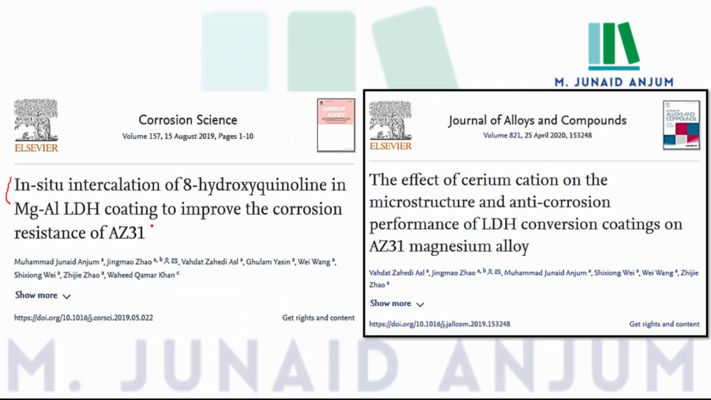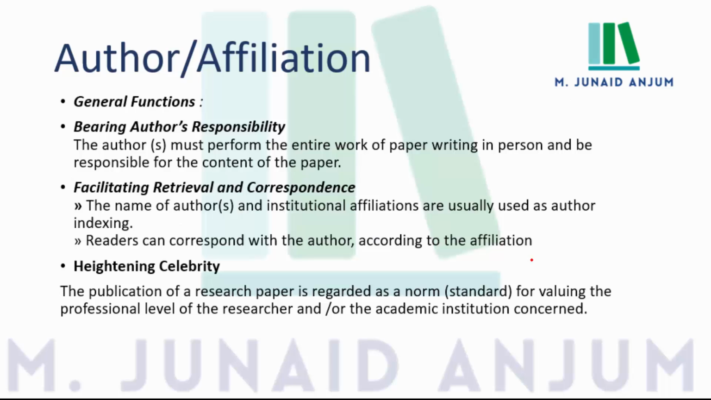You can see that this is the title, and you can see that gerund is not basically used unless it is necessary. The next thing is authors and affiliations. This portion describes the author's responsibility. You should mention that the authors must perform the entire work for the paper, and every person is responsible for their own work. It will also facilitate the retrieval and correspondence. You will add the name of authors and institutional affiliations, and basically used as author indexing. Reader can correspond with the author according to the affiliation.